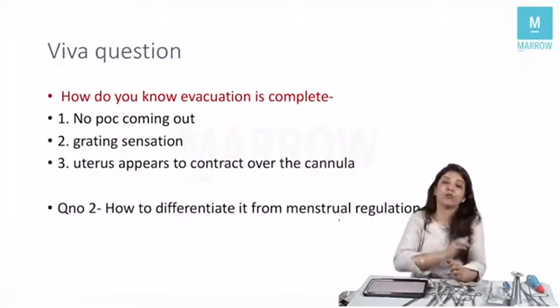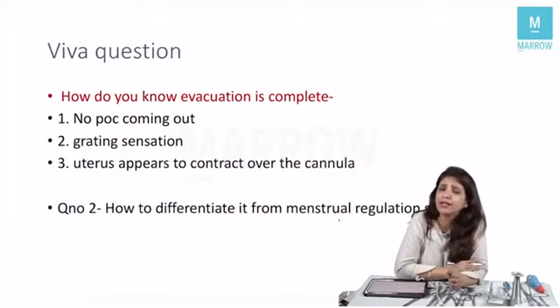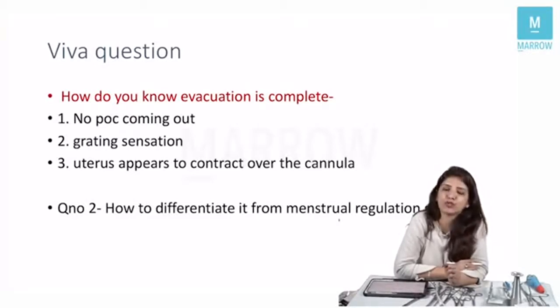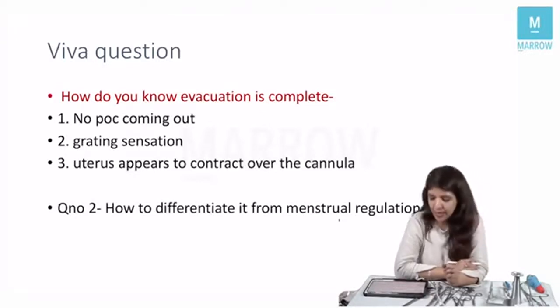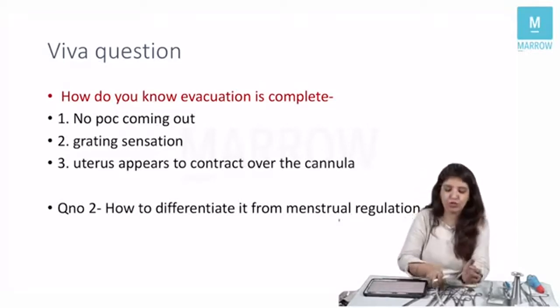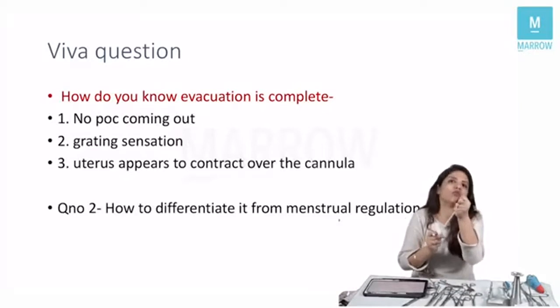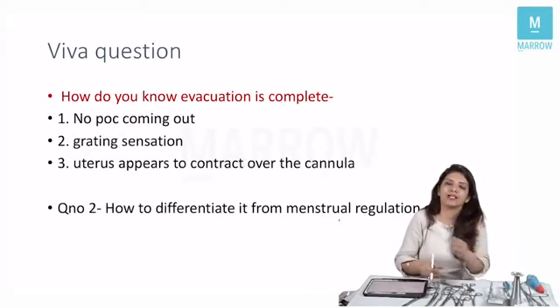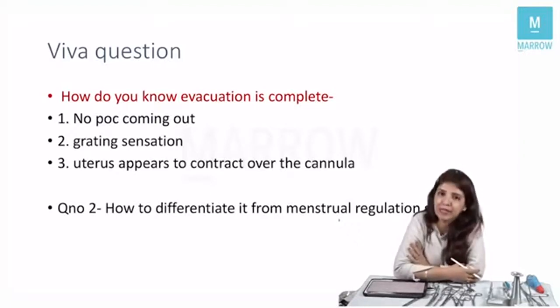Then, another very important viva question is, how do you know that evacuation is complete? See, there are three things which you have to tell the examiner. Number one, you are going to say that the process of evacuation is complete when no product of conception comes out, right? Number two, when you get a grating sensation, and number three, the uterus is going to contract over the cannula. So these are the three things by which you come to know that the suction evacuation is complete.